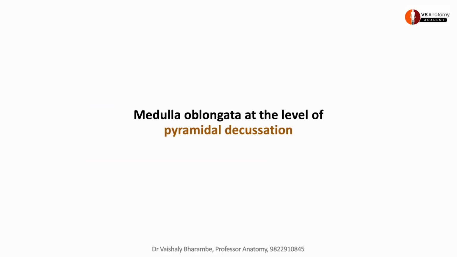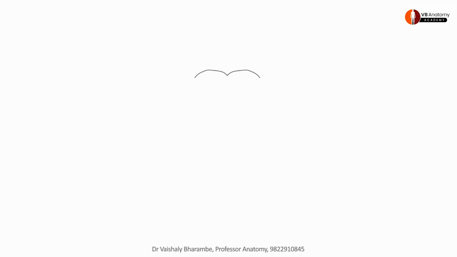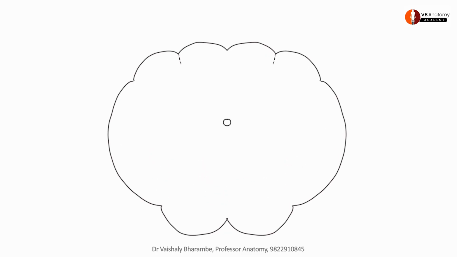The first section we are going to draw is the section at the level of pyramidal decussation. Begin your drawing by drawing two such bumps. Now in the front, draw two such swellings which are basically your pyramids, and now join these in the form of a swelling that somewhat resembles the olive. This is the shape of your lower section of medulla. In the center, draw your central canal.